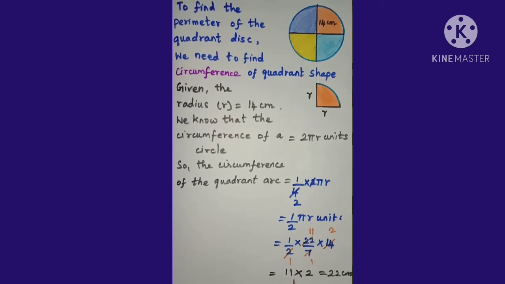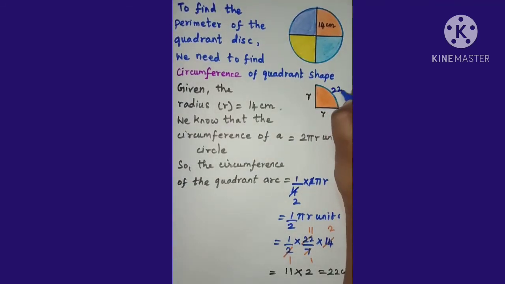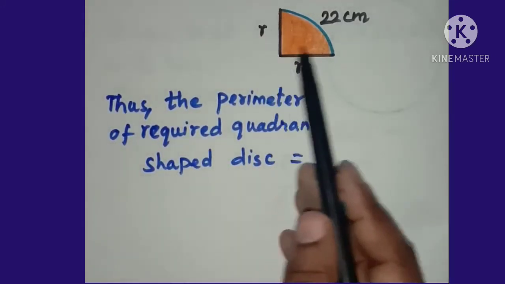Now cancelling, we get 11 into 2, which is 22 centimeter. So we find the value of the quadrant shaped arc, that is this region. So we find the value of this region, that is 22 centimeter.